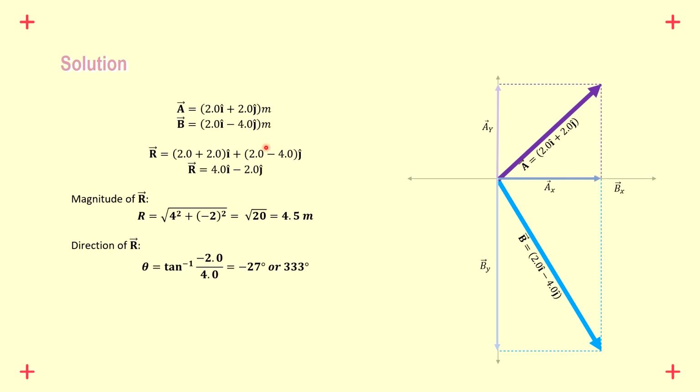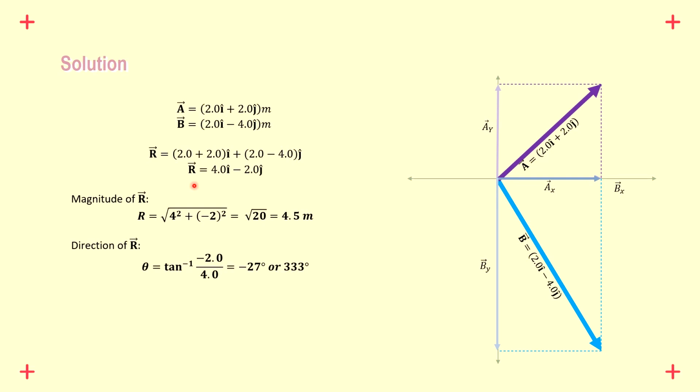So finding the resultant of the two, the resultant is just the sum of the x's and then the y's. So 2 plus 2 i, and 2 minus 4 j, we have 4i minus 2j. Okay, so that will be our resultant. Now we also want to know the magnitude and direction of this vector R.